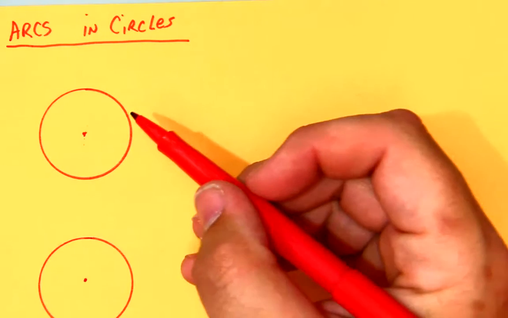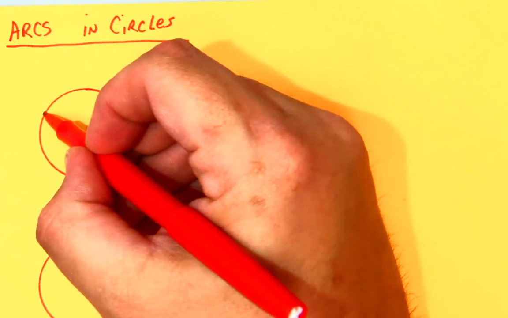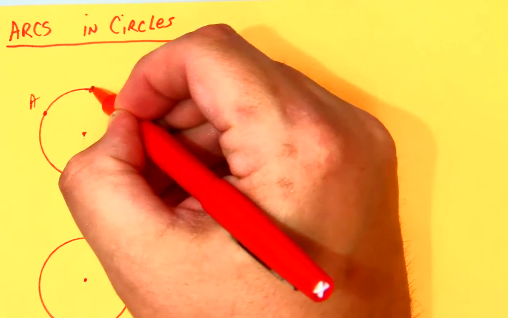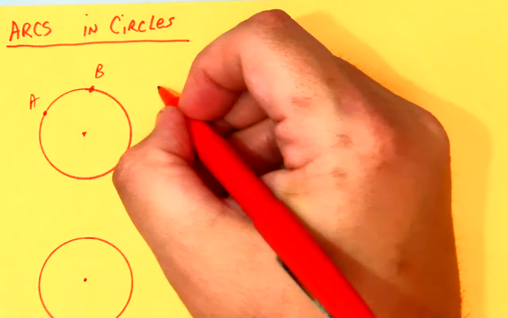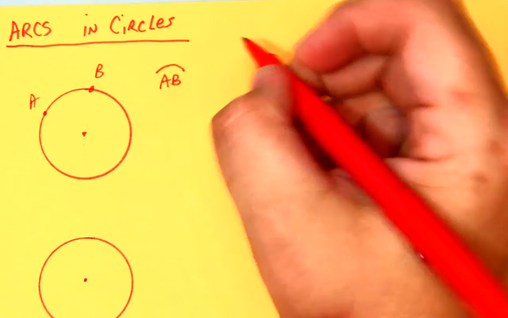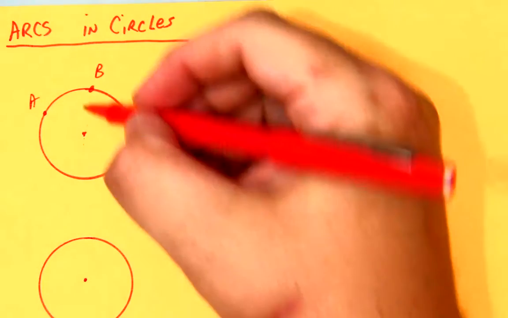So we're going to talk about arcs and angles. Now, an arc, we'll say, is AB, like this. So AB is the arc of this circle right here.